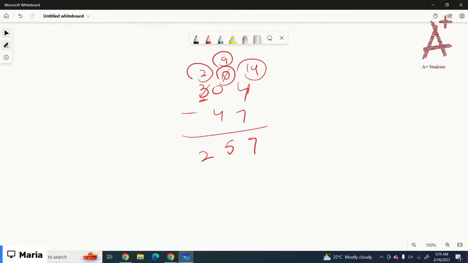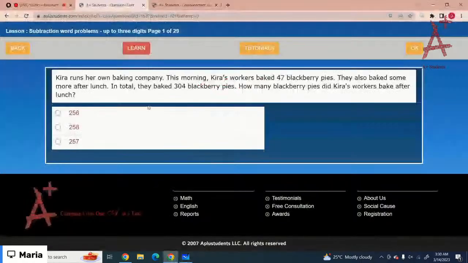Okay, let's just start with the next question. So it is 257. Just select the correct option and click on the OK button.